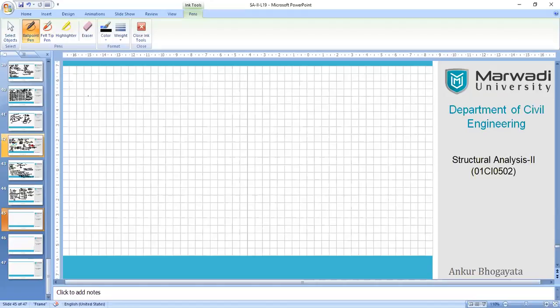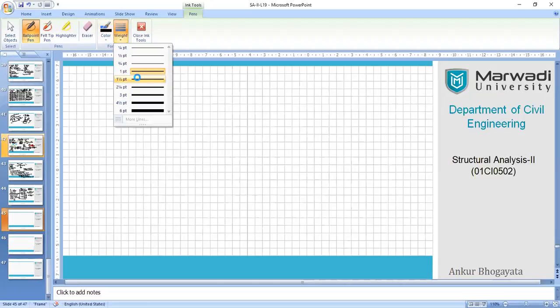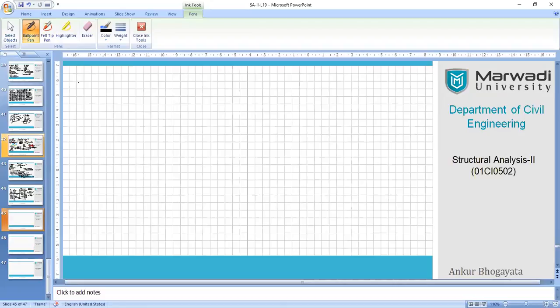So we'll be taking the first example, which is very simple and straightforward, with which we can learn how to analyze the plane frame with the energy principle number 2, right?